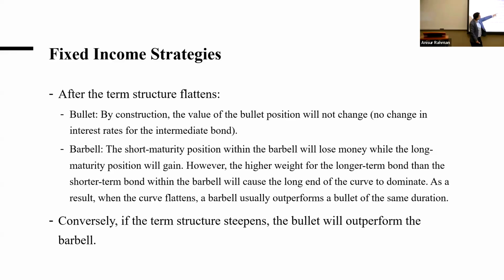So the short-term maturity position within the barbell will lose money, while the long maturity position will gain because long-term rates decreased, right? However, the higher weight for the longer-term bond within the barbell will cause the long end of the curve to dominate. As a result, when the curve flattens, a barbell usually outperforms a bullet of the same duration.